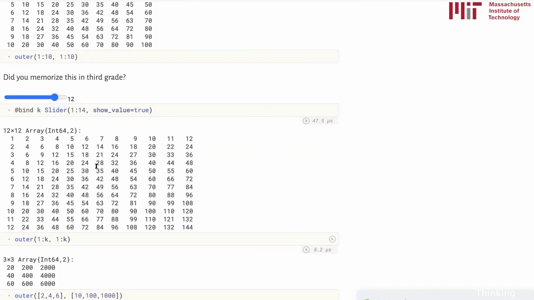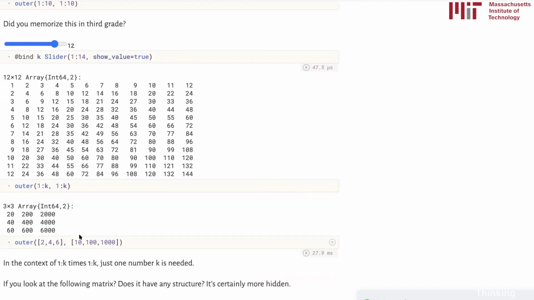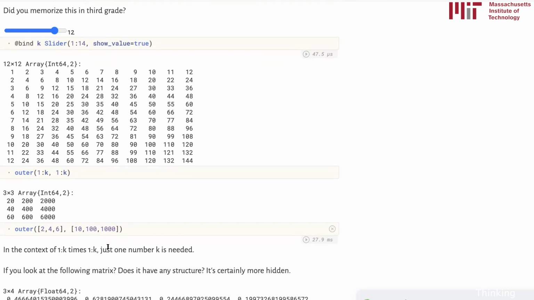Our co-professor, Dave Sanders, tells me that it's required in Great Britain not to stop at 10 by 10, but 12 by 12 is the one that everybody uses in Great Britain. So here's the 12 by 12 multiplication table. Okay. Here's another outer product, 2, 4, 6 with 10, 100, 1,000, just to show you an example of a generalized multiplication table. So you see that in the first row, we have 2 times 10, 2 times 100, 2 times 1,000, right? Or 4 times 10, 400, 4,000 in the second row, and so on.